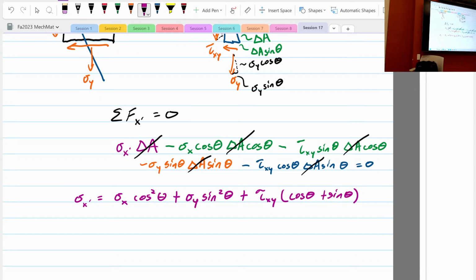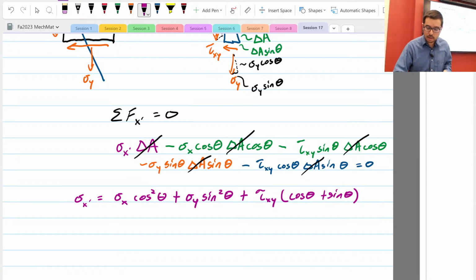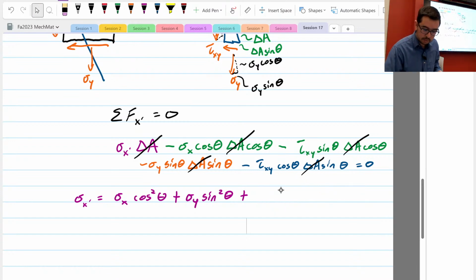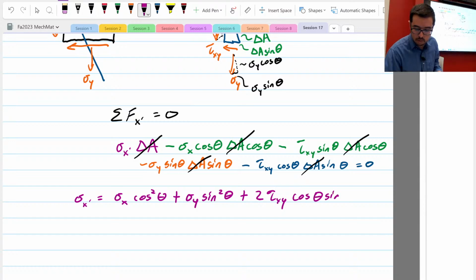Did I do two? Would I do two tau? Oh, yeah. Thank you. This is why when you run on scratch, you sometimes make mistakes. Good. Okay, so then you can do some trigonometry, as done in the slides or in Hibbeler's book, and you can get simplified expressions here.